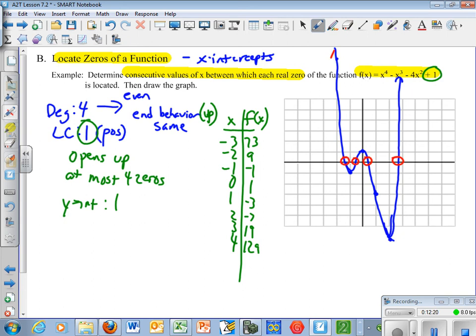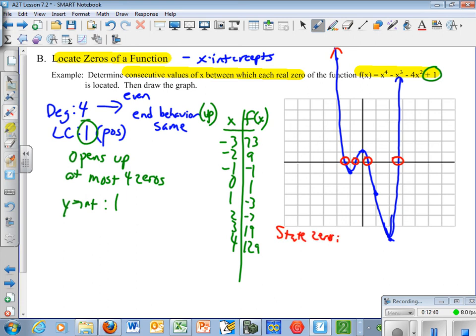This would be the graph. Need arrows on the end. Okay. Notice the end behavior is up on both sides as we go to positive infinity and negative infinity in the x direction. The function, the f of x, is going up. Notice it does have 4 zeros, so we're going to state the zeros.